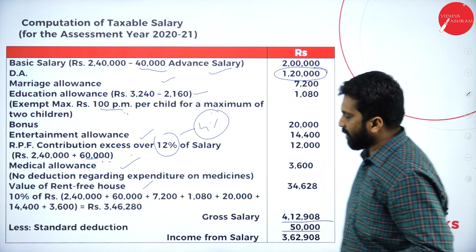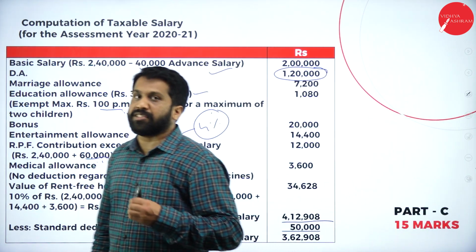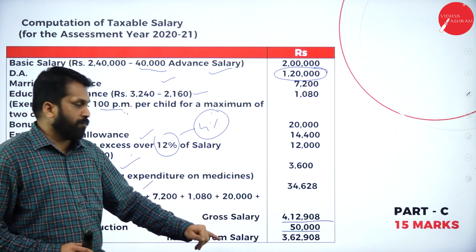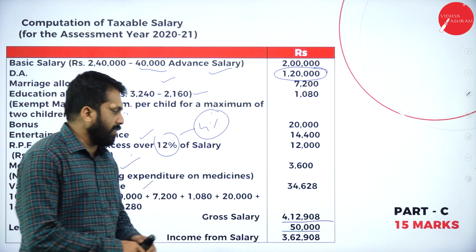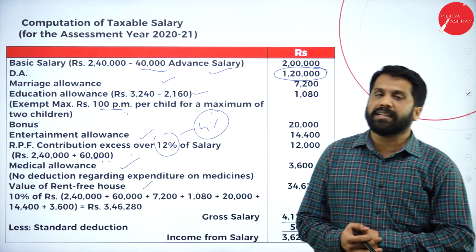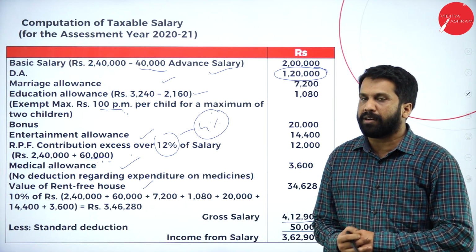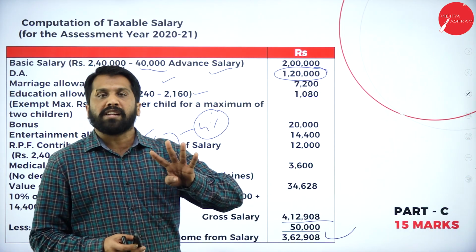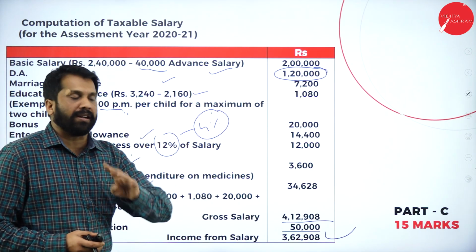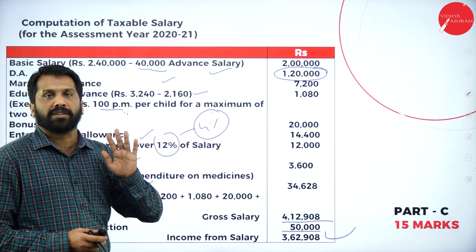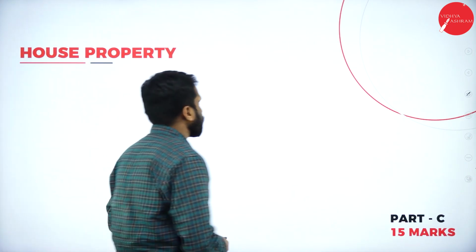You got 4,12,000. In salary, we have a standard deduction of 50,000. It is common for all. So 4,12,000 minus 50,000, you get 3,62,000. That is taxable income from salary. Remember, earlier, if you see your old notes, you will find 40,000 as standard deduction, but you have to consider 50,000 as standard deduction. Hope you are clear? Yes.